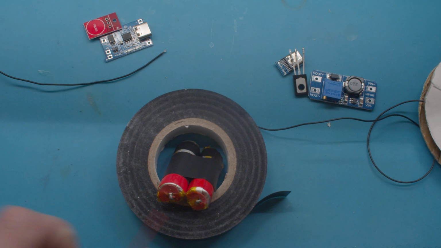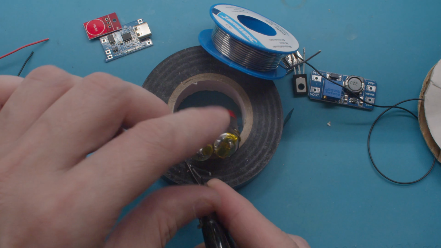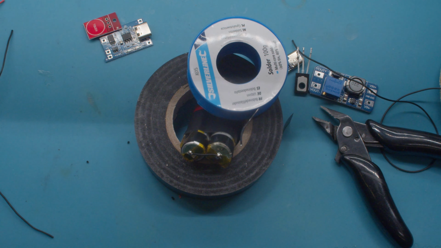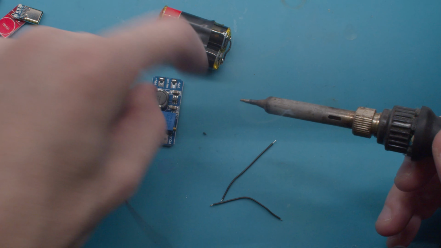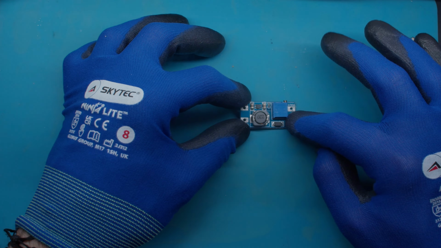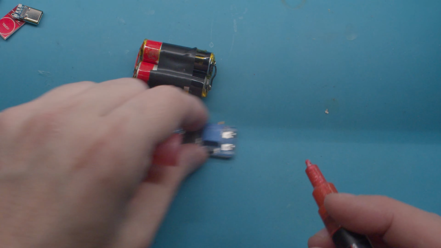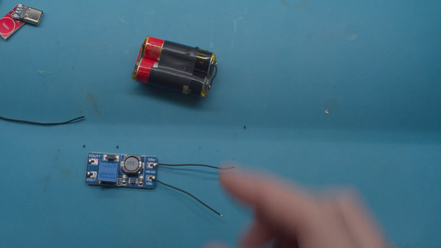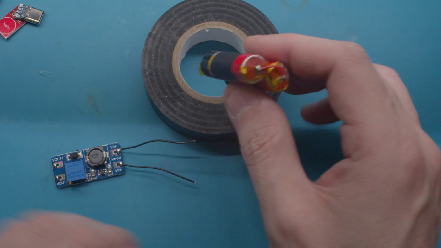I'm wrapping the batteries, connecting the plus to plus and minus to minus, so two cells in parallel. Tin the pads first, attach the wires and connect to the battery. Attaching the wires to the battery. Again, plus to plus, minus to minus.